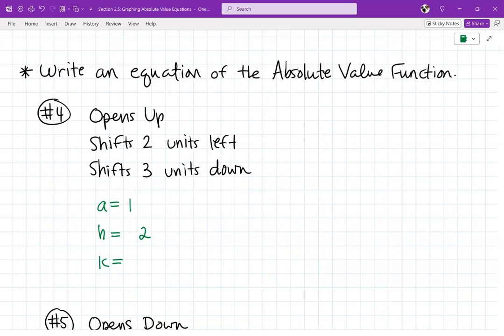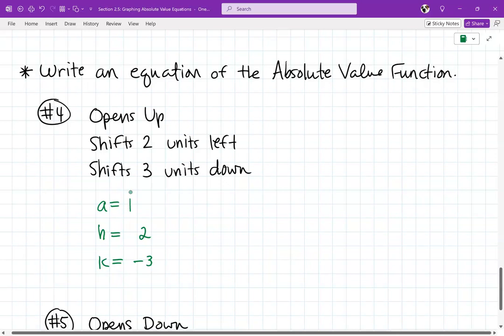K value, 3 units down. That one's a -3 because k does not lie, right? h is the only one that messes with you. Left is supposed to be minus, so it must be plus. Right is supposed to be positive, so it must be minus for h, because h is always lying. k does not lie. So if it says down, that's negative. If it says up, that's positive.